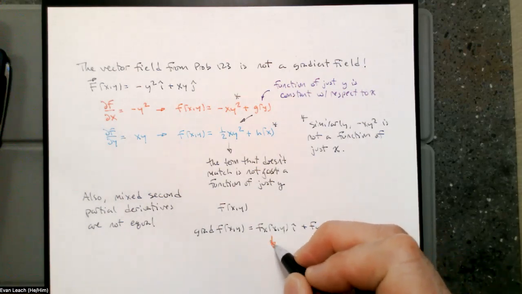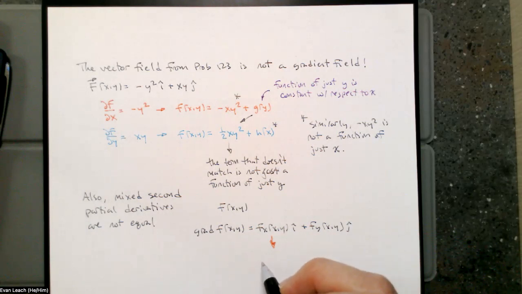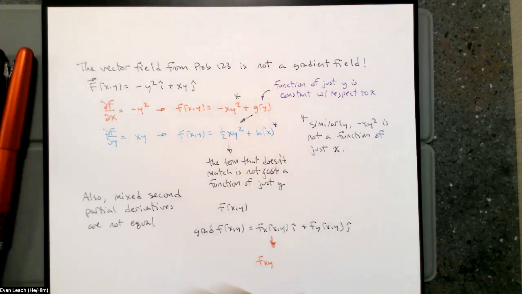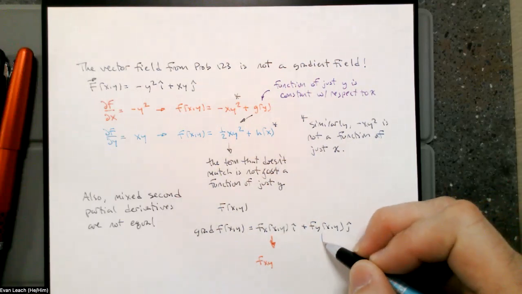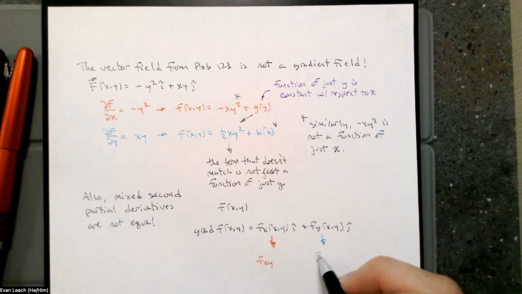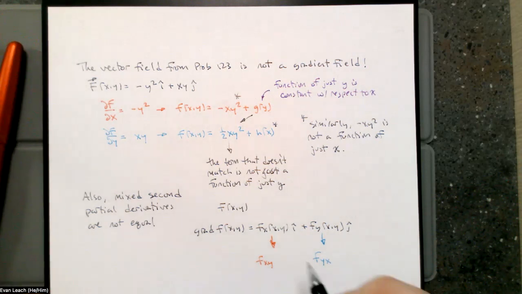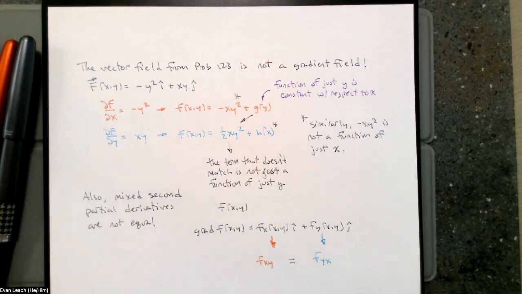So if I look at f x and find the derivative with respect to y, and I look at f y and find the second partial with respect to x, if we started with just one potential function, then the mixed second partials would be equal. But they aren't in this case.